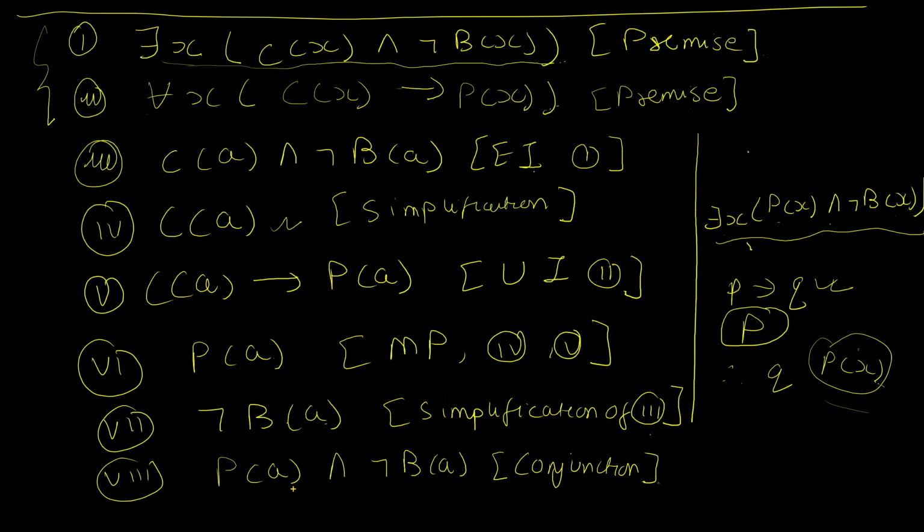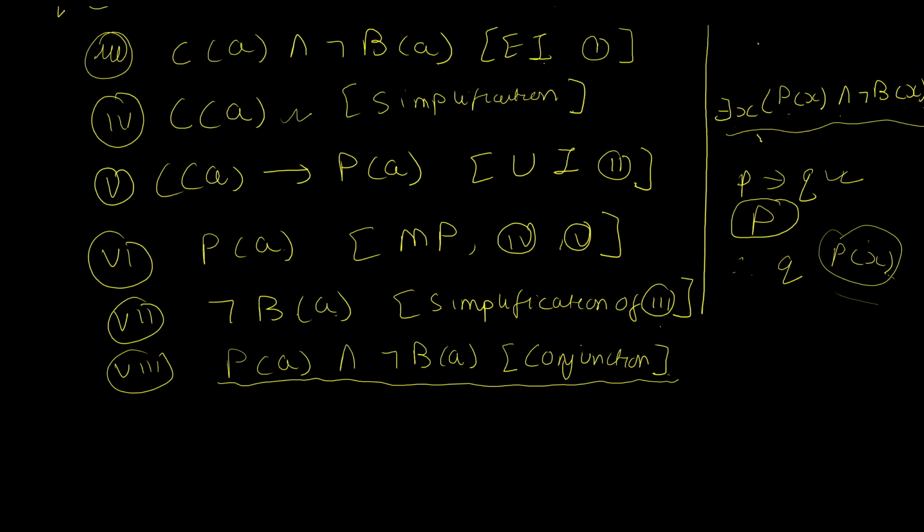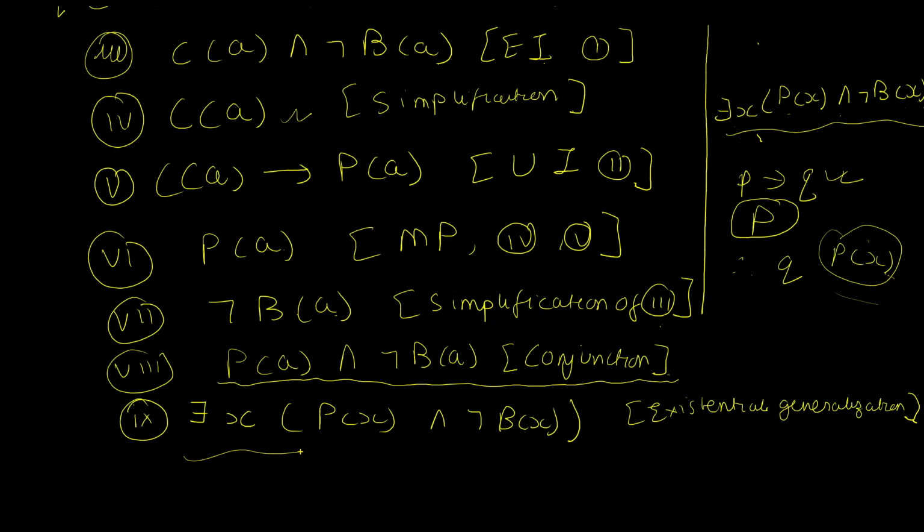And what does this step suggest to me? The random A that I started with in my existential instantiation can successfully infer this conclusion. Therefore, I'm allowed to generalize this like so. And at this point, you could finish the problem because that is your desired conclusion.